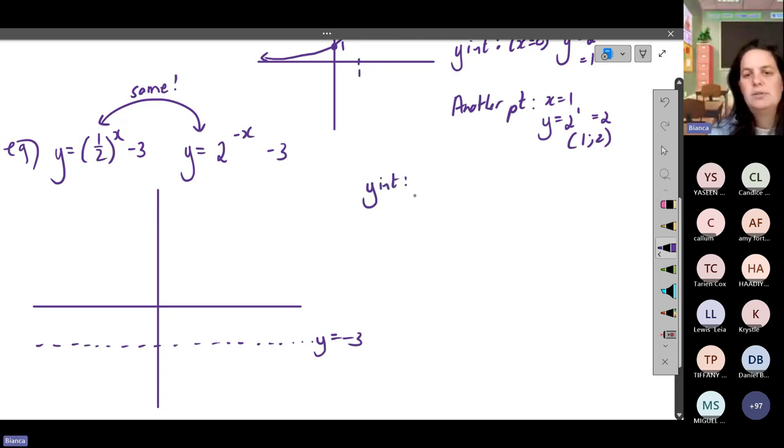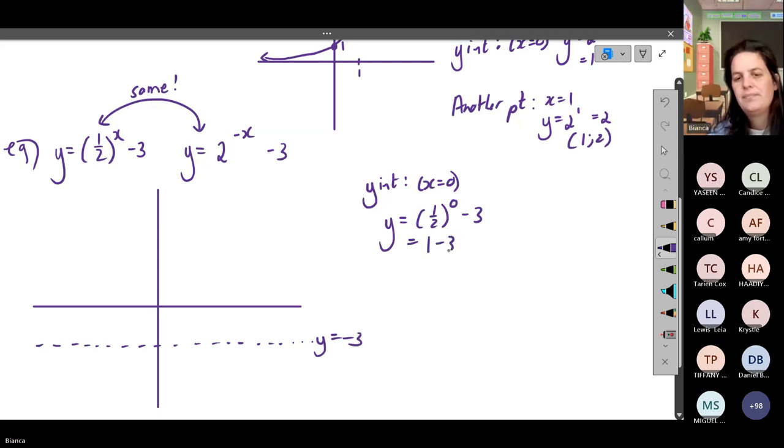So to find the y-intercept of any function, you make x equals 0. It doesn't matter which equation you use. But we're going to say a half to the power of 0 minus 3. Anything to the power of 0 is 1. And 1 minus 3 is minus 2. So this y-intercept is minus 2, like that.